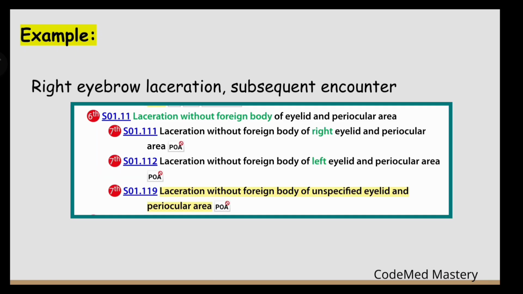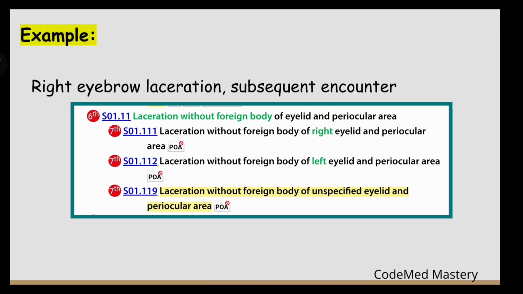When you check the code S01.11, that is for laceration without foreign body of eyelid and periocular area, a 6th character is needed. So let us choose the sixth character. Here they have mentioned right eyebrow. So we have to use the code S01.111, that is for laceration without foreign body of right eyelid. If they had mentioned left eyebrow, then we would use the code S01.112. But here they have mentioned right eyebrow, so we are using S01.111, and you can see a seventh character is needed.